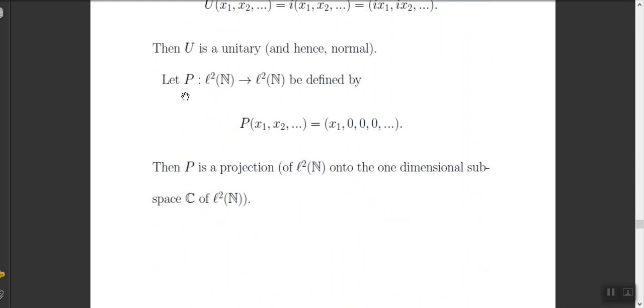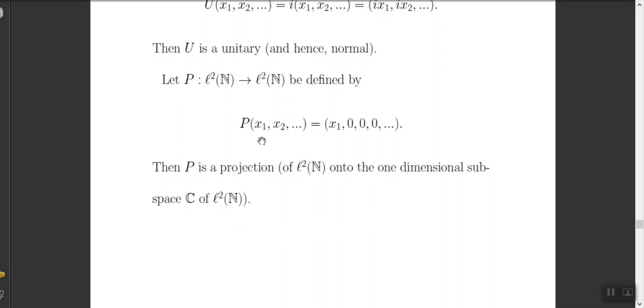Let's suppose that P on L2 is an operator defined by this. Okay, P maps (x1, x2, ...) to (x1, 0, 0, ...). We can show that P is a bounded linear operator on L2. But actually, we can show that P is a projection. Actually, P is a projection of L2 onto a one-dimensional subspace of L2, which is automatically isomorphic to C.